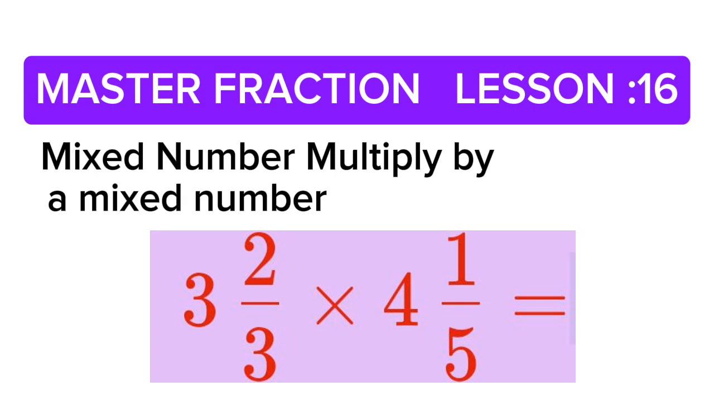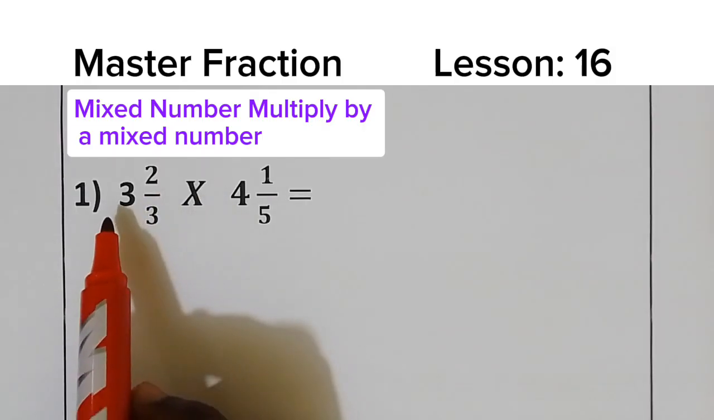We can multiply fractions while they are in the form of proper fractions or improper fractions. If a fraction is in the form of a mixed number, we must first change it into an improper fraction so as to multiply them. Let's go straight to question number 1.